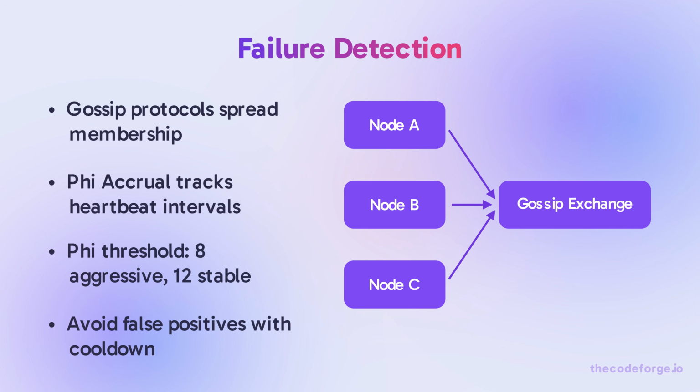You need to detect node failures quickly, but avoid false positives. Gossip protocols spread membership information across the cluster. Phi accrual failure detector tracks heartbeat interarrival times and computes a suspicion level. If Phi exceeds a threshold, the node is considered down.